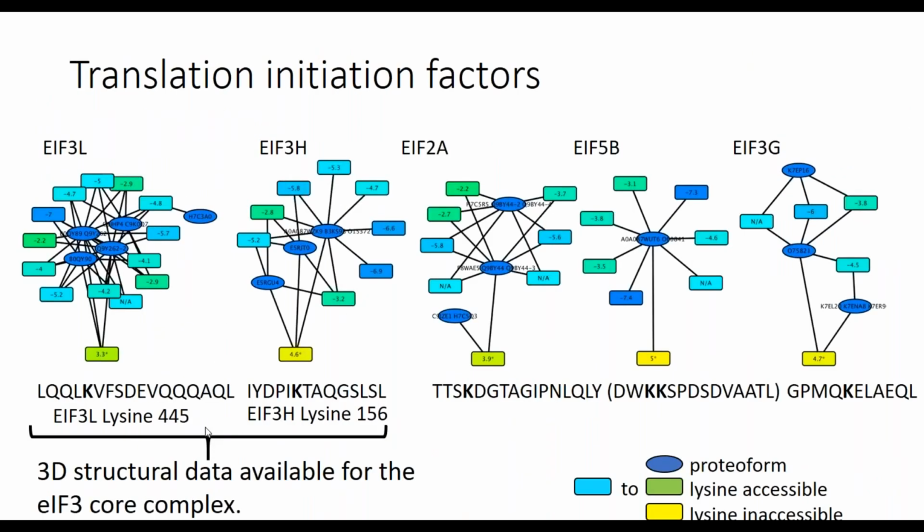These are shown in the representation that we have with the protein cluster quant. We have some of these cases in which we see these nodes in yellow, which are the lysines that are inaccessible, and they point us to some isoforms of these translation initiation factors that have these lysines inaccessible in vivo.